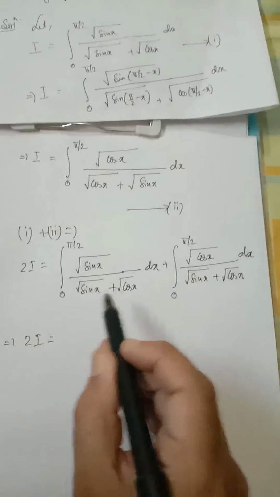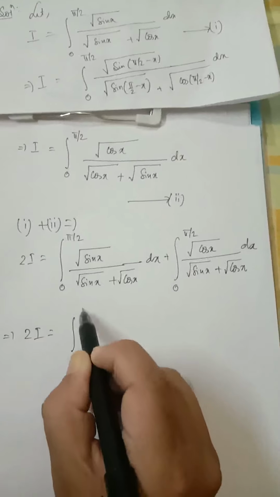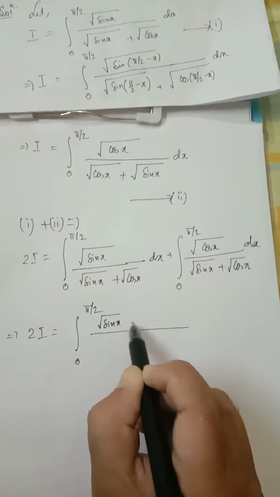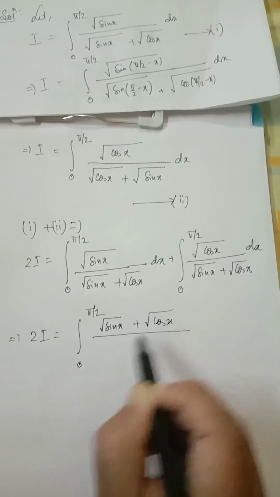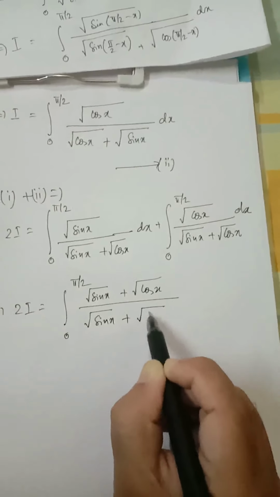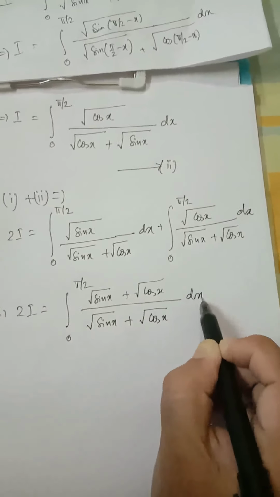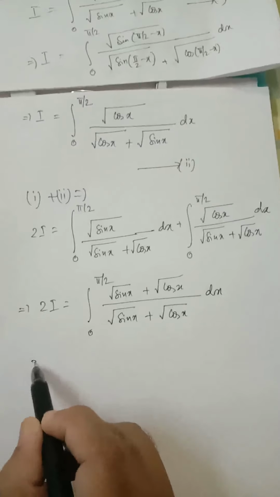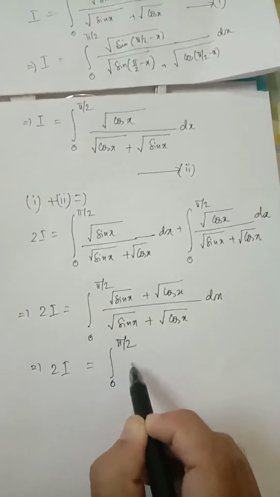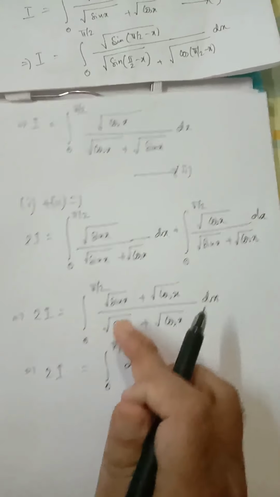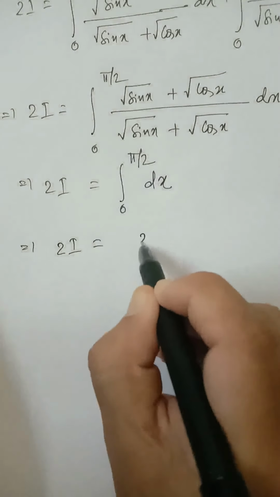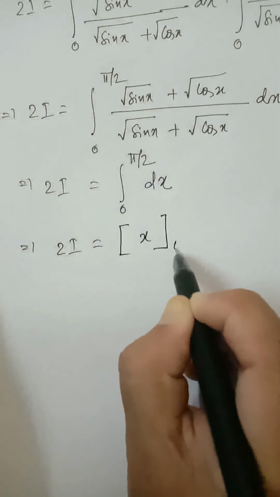And now if we take the LCM and add these two, our numerator will be root over sin x plus root over cos x, and the denominator is the same, root over sin x plus root over cos x dx. These two will get cancelled, so 2I equals the integral from 0 to pi by 2 of dx. The integration of dx is x, so 2I equals x from 0 to pi by 2.